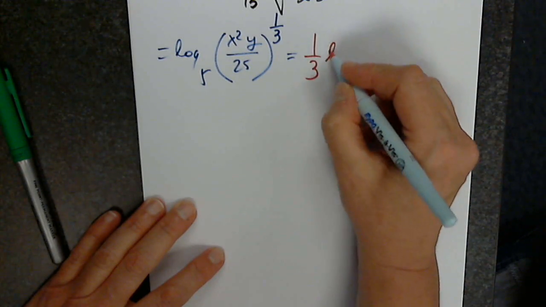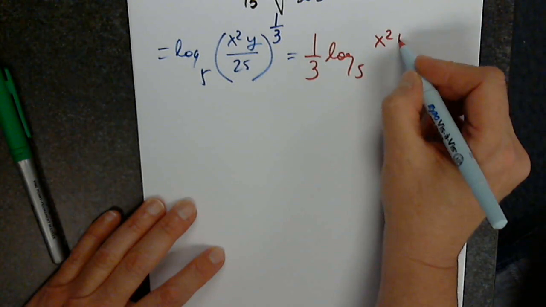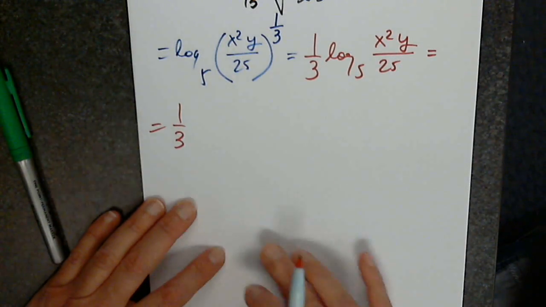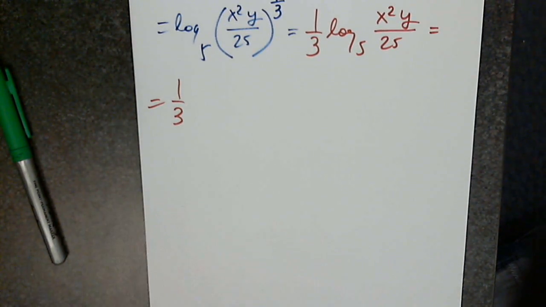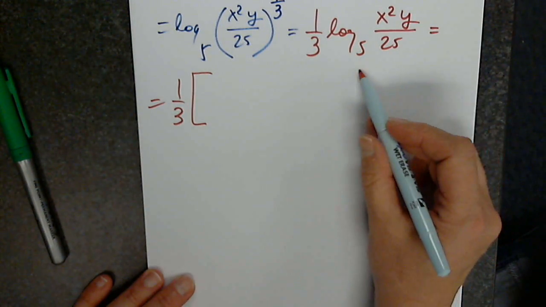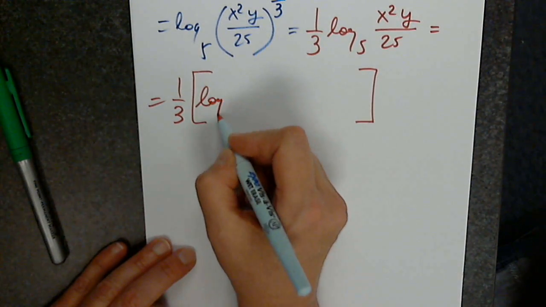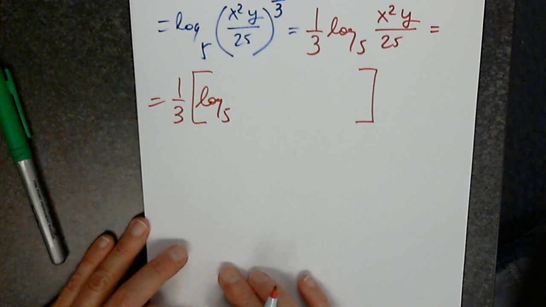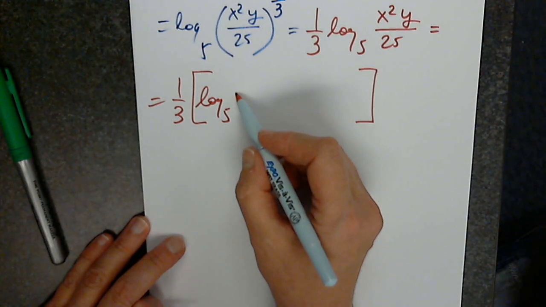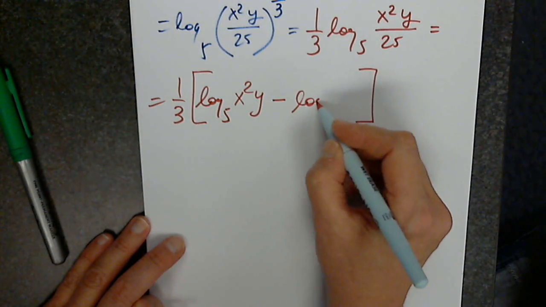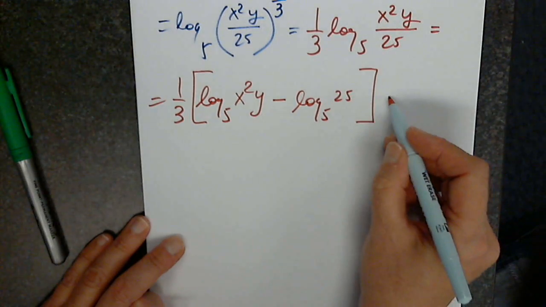So I have 1/3 log base 5 of x squared y over 25. Excellent. 1/3 will stay outside and wait. Now I have log applied to a quotient. What do I do with that? Log base 5 of... excellent.